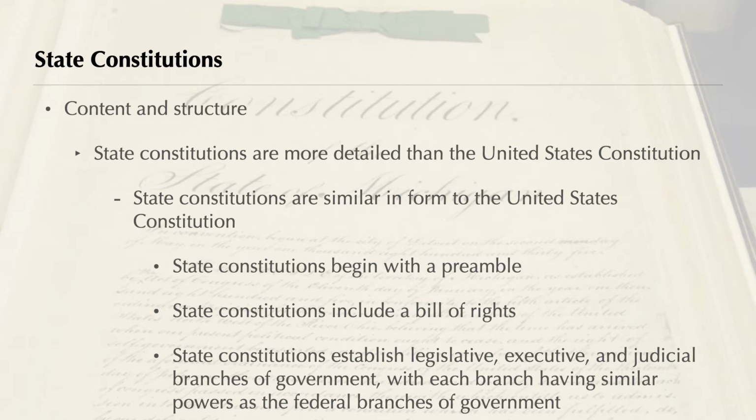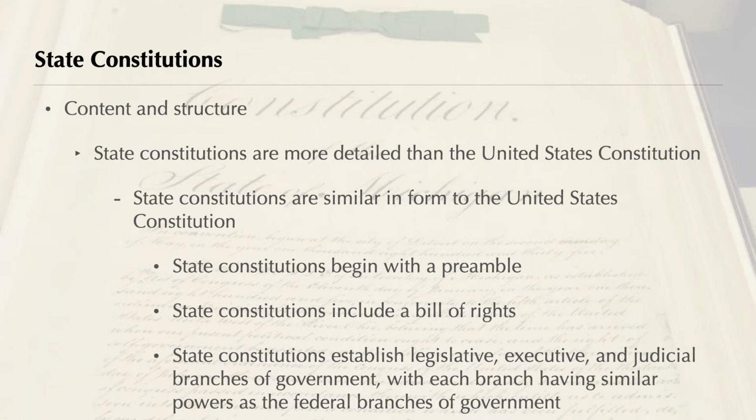Although different in length, most state constitutions are similar in form to the United States Constitution. All state constitutions begin with a preamble, describing the purposes of the state government. Each state constitution also includes a Bill of Rights, similar to the Federal Bill of Rights, listing the freedoms guaranteed to all the state's citizens. However, some state constitutions offer fuller protections for individual rights and freedoms. The Illinois Constitution, for example, guarantees equal rights for women.